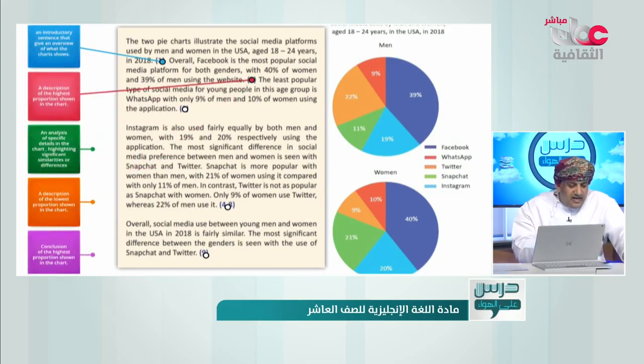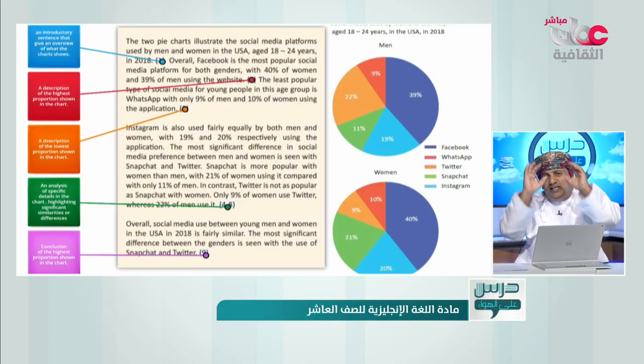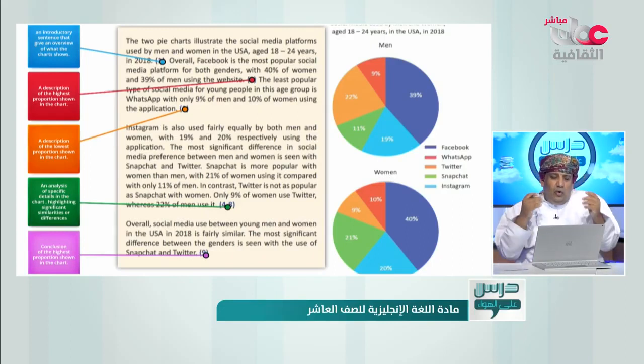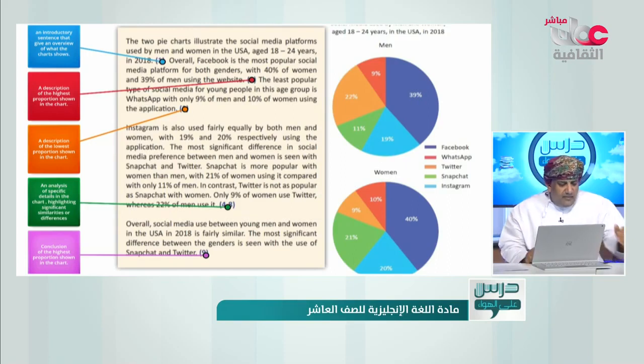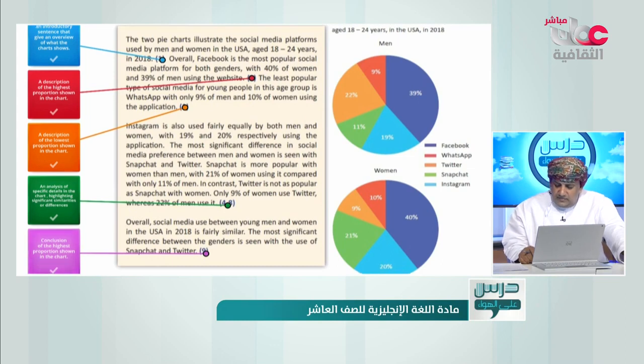And the second one is a description of the least, and then we have analysis of specific details in paragraph number 2. Okay, and the last one is the conclusion. So how many parts do we have? We have 3 paragraphs at least, and we should write at least 5 sentences or more, because it is very important for writing the chart. Okay.